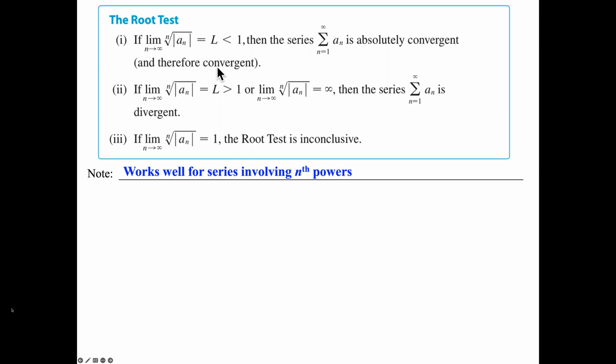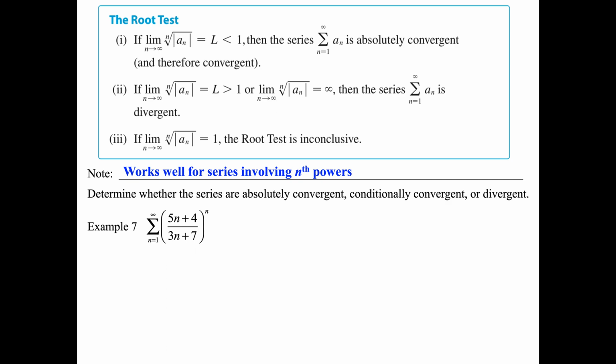will then therefore converge. If my limit, case 2, is greater than 1 or equal to infinity, then my original series is divergent. And if my limit is equal to 1, then the root test is inconclusive. We can't determine whether we converge or diverge.